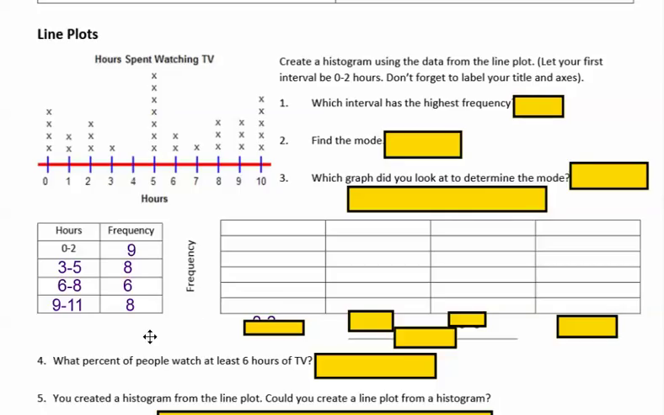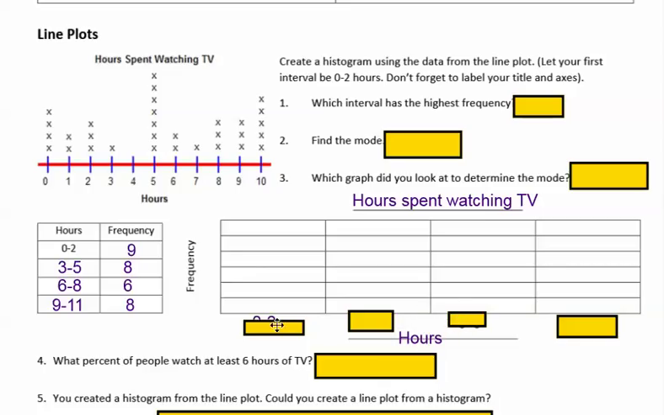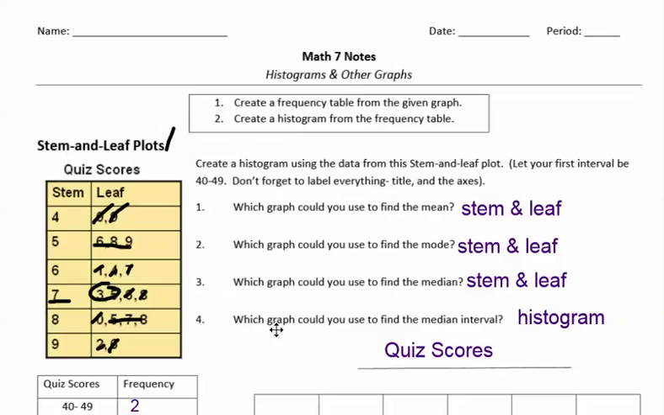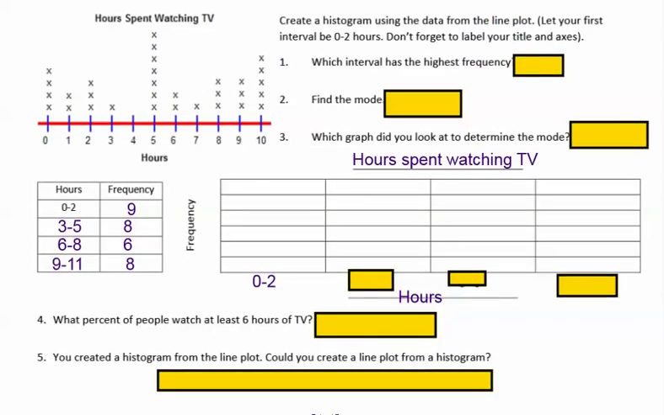All right, we should have gotten this for our frequency. Now we're gonna use this to go to our histogram. All right, our title, we could just call it Hours Spent Watching TV. We have hours here, and then you need to write those intervals.